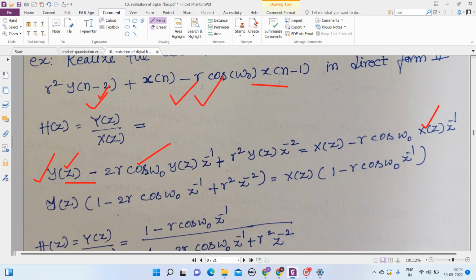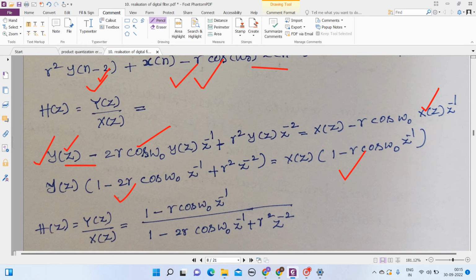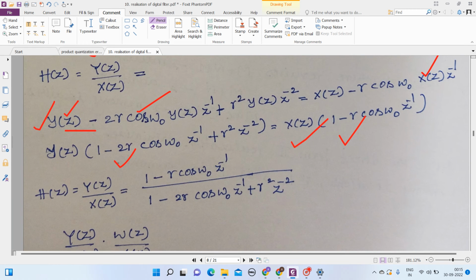After separating the input and output terms, we have to separate the common terms. Here the common term in the left hand side equation, that is the output equation, is y of z. So I have removed the common term y of z at the LHS side. Then the equation becomes like this. Similarly, I have removed the common term x of z, and the input equation looks like this. After that, you have to arrange this equation like this.